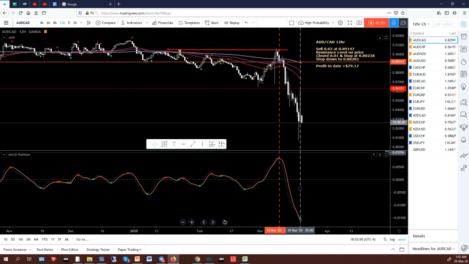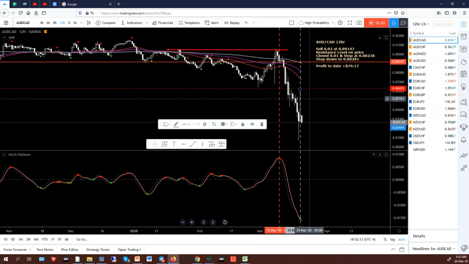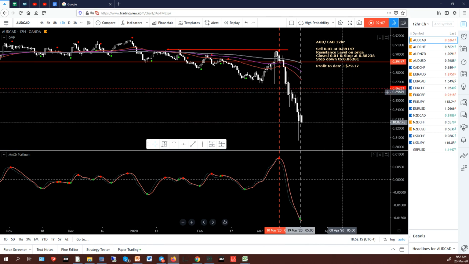And the gray vertical line is just something I put on there to show me that something's happened. And in this case, it's that green dot on the MACD Platinum below the zero level. And my stop's just above that, a couple of spike highs there. So just moving my stop down on that sell trade, locking in profit, all good.